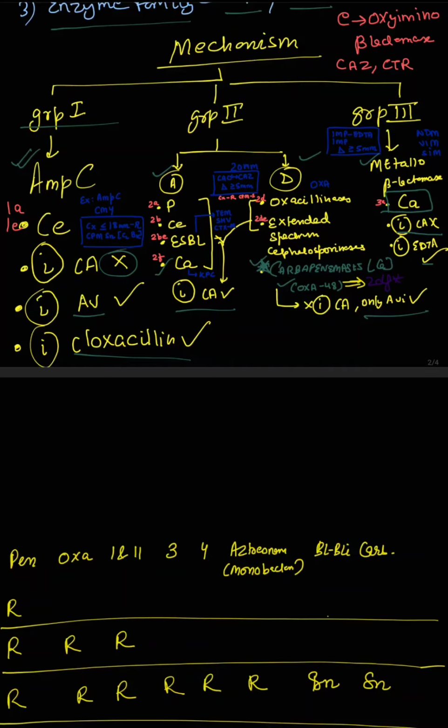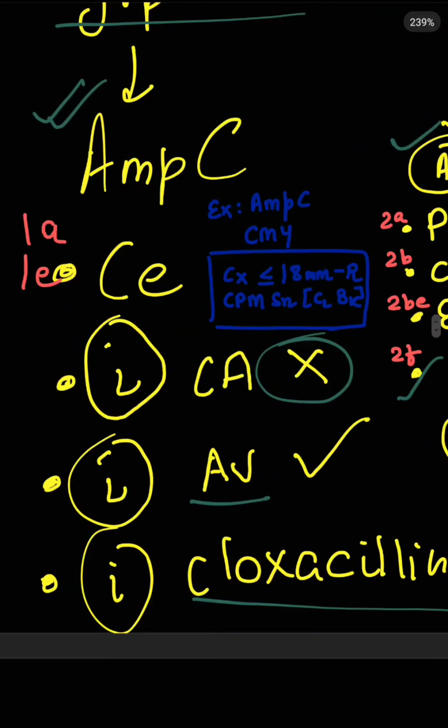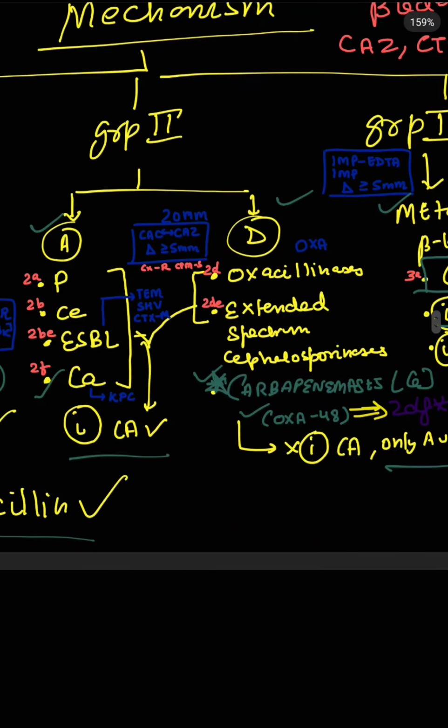Now we come to the examples. So you can see I have marked it with red pen. In case of AmpC, which is group 1, there are two subsets, 1A and 1E. E we will generally use for extended spectrum. So for extended spectrum the acronym is E. In case of group A, we have 2A, 2B, 2BE and 2F. 2A is for penicillinases, 2B for cephalosporinases, 2BE for ESBL and 2F for carbapenemases. So F we generally use for carbapenemases.